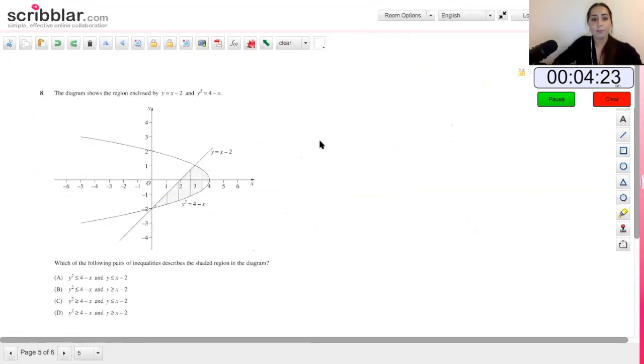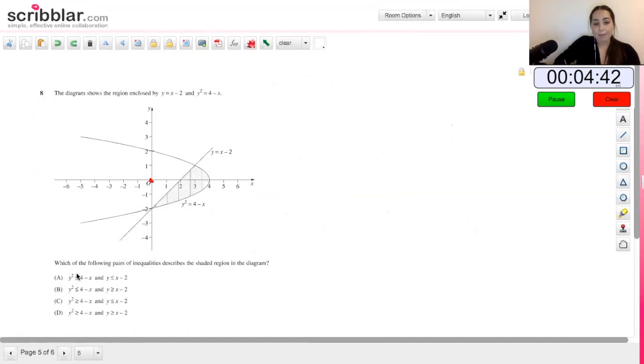Question 8. The diagram shows the region enclosed by these two functions. Which of the following describes the shaded region? So we're going to take the parabola first. You can see, I'm going to test for the point 0, 0. This shaded region, if it wasn't confined by this line, would be part of the region containing 0, 0. So I'm going to test for the point 0, 0.